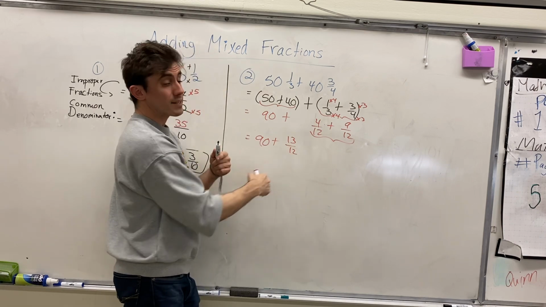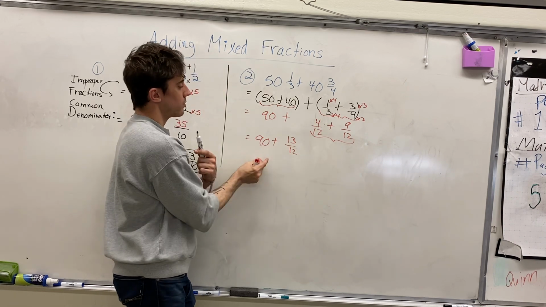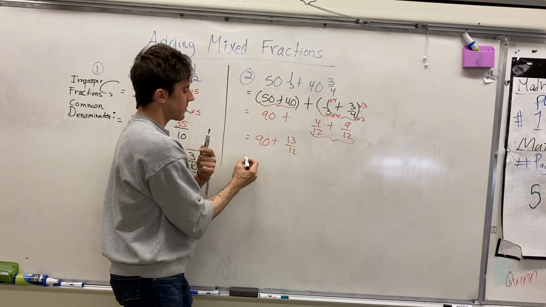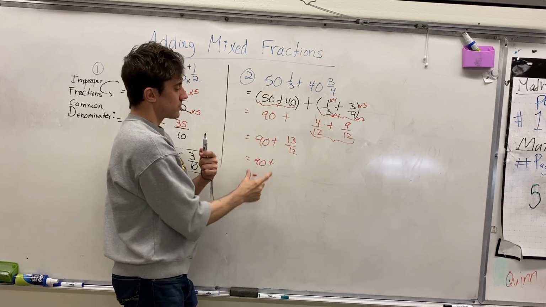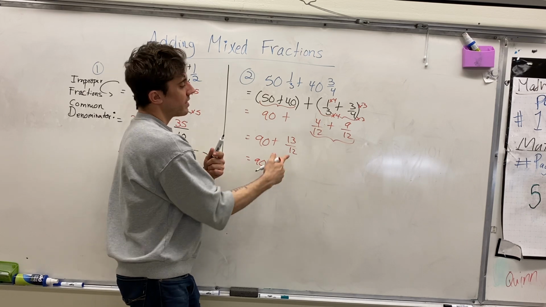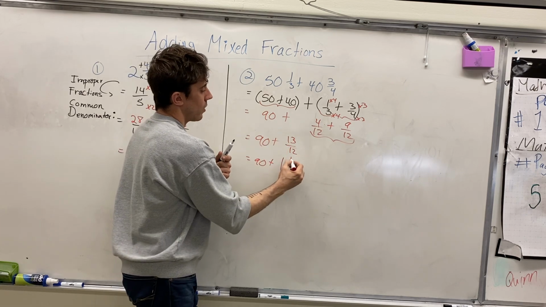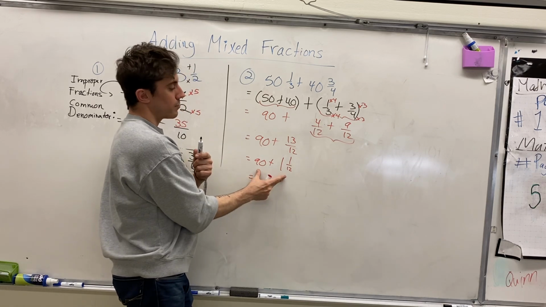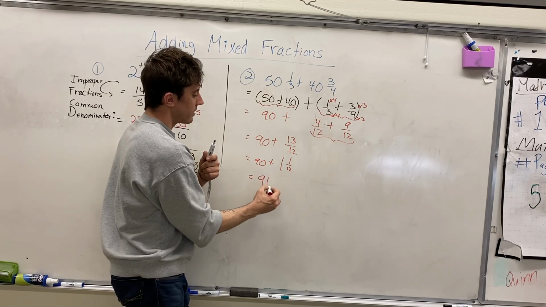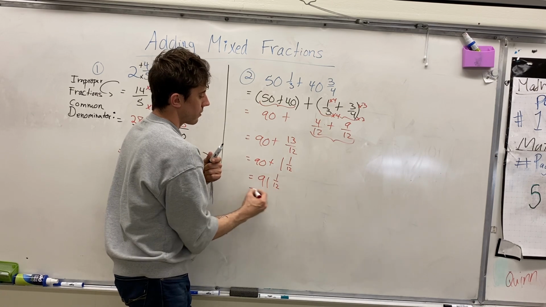However, 13/12 is an improper fraction. And so if we want to combine it with our whole number, it would be wise of us to convert 13/12 back into a mixed fraction, since we're going to combine it with a nice whole number. And so 13/12 is 1 and 1/12. And now finally, we can combine these two into 91 and 1/12.